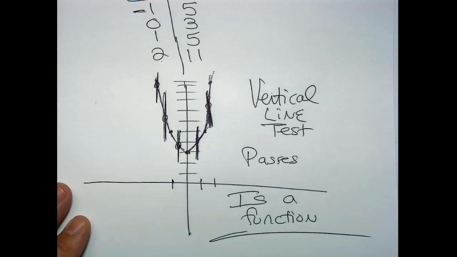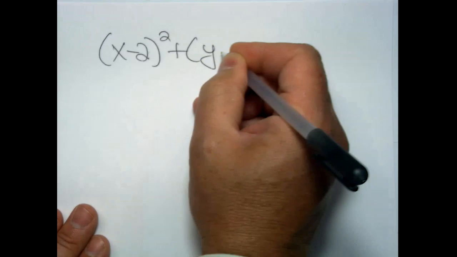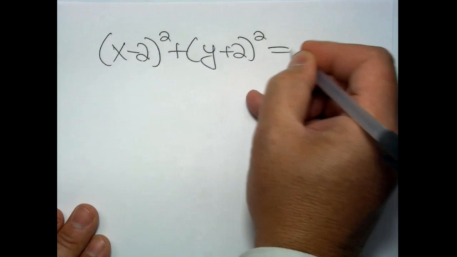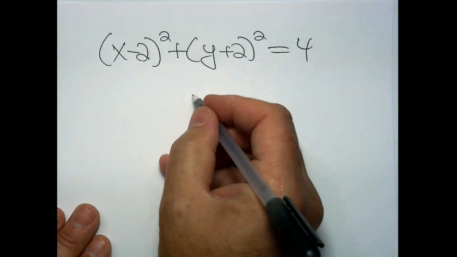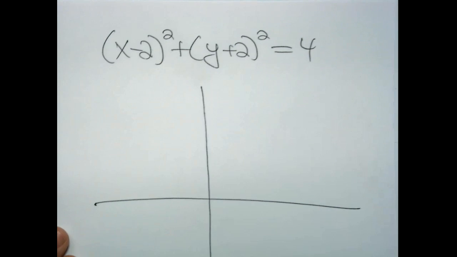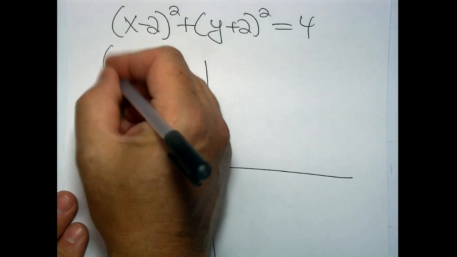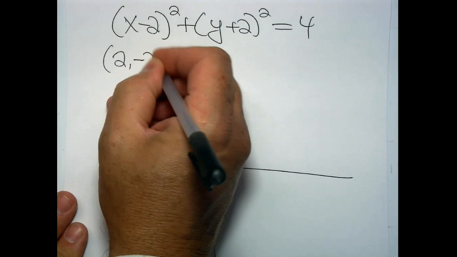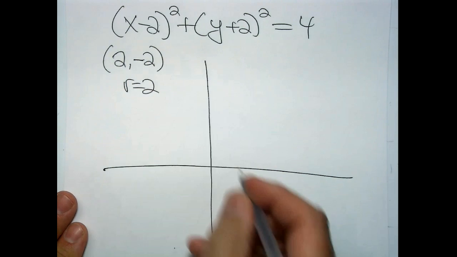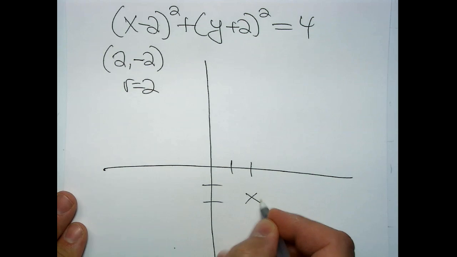Let's say we were to graph a circle. You might remember from the previous chapter how we did this. If you graphed a circle, this is the equation of a circle. Let's see if it's a function. So H and K are right here. R is right here. So let's go off to 1, 2, negative 2. Mark off our center. Radius 2.